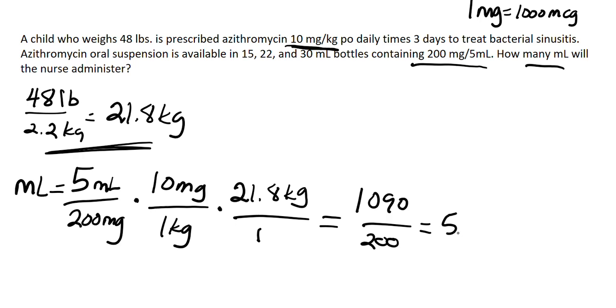is 5.45, which you round to the nearest tenth or whatever it tells you to round. If it tells you something different, round to that. But if you need to round and it doesn't tell you, round to the nearest tenth. And that's going to get you 5.5 milliliters. So you still come out with the correct answer. That's the good thing about dimensional analysis. It's great.